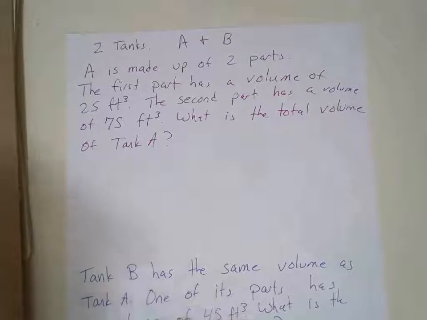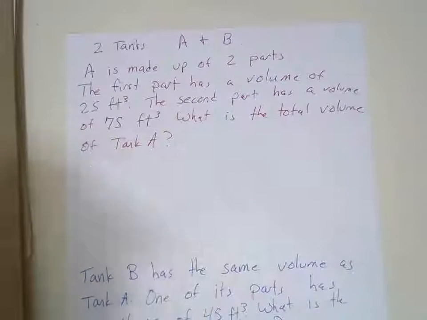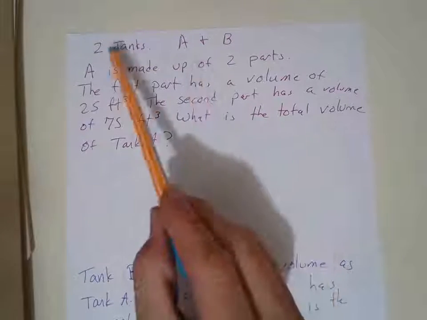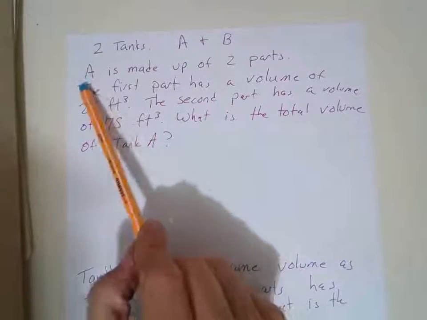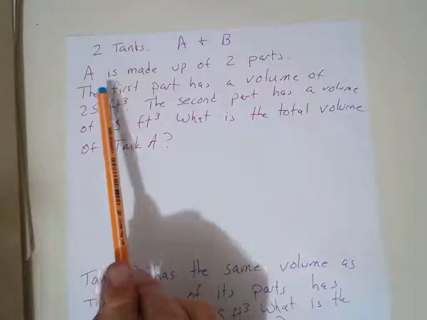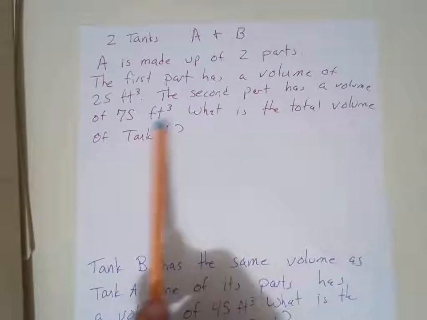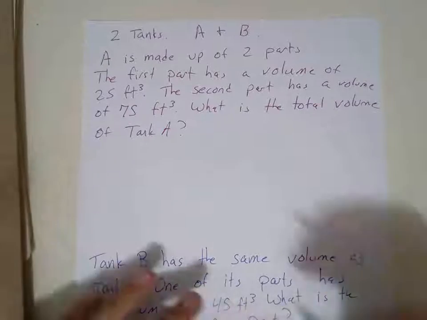All right, class. I'm going to go over the aquarium problem from last week, where you had two aquariums, trying to figure out some volumes and everything. So there are two aquarium tanks, A and B. Tank A is made up of two parts. The first part has a volume of 25 cubic feet. The second part has a volume of 75 cubic feet. What is the total volume of tank A?